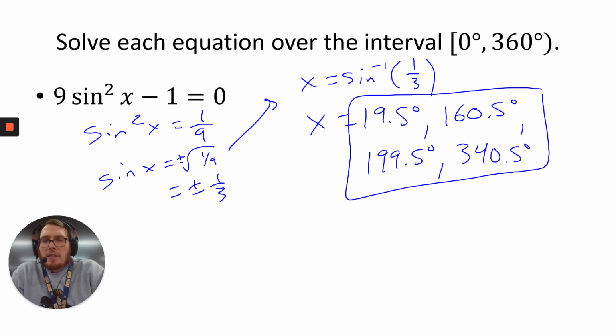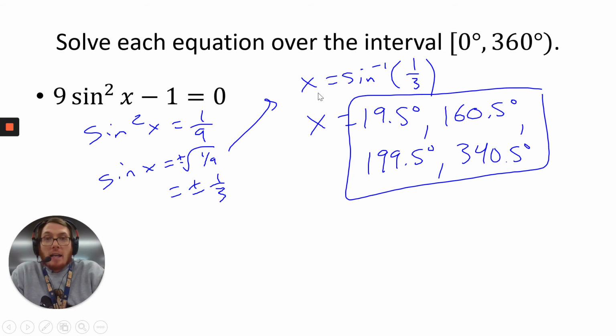Okay, the next one should be the same idea. You could factor this one, it would work out, but if there's no middle term, if it's just sine squared, you're better off isolating the sine squared, I think. It'll be a little bit faster. So add the 1 to the other side, divide by 9, and then square root it. This ends up being plus or minus 1/3.